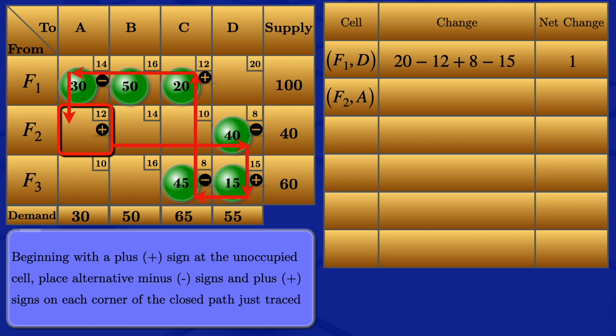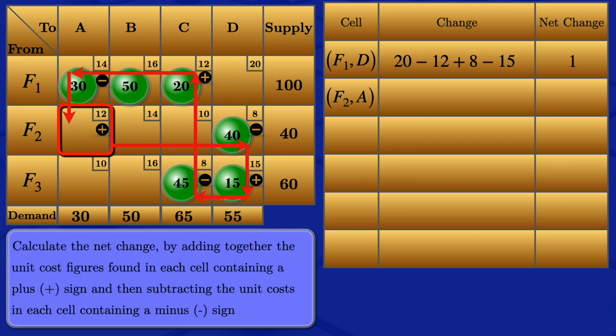Then we move on to calculate the net change. The net change in this case would be 12 minus 8 plus 15 minus 8 plus 12 minus 14. This will give us a 9.